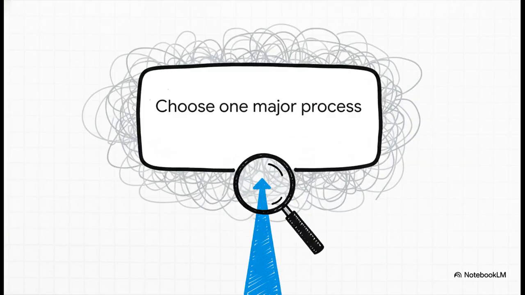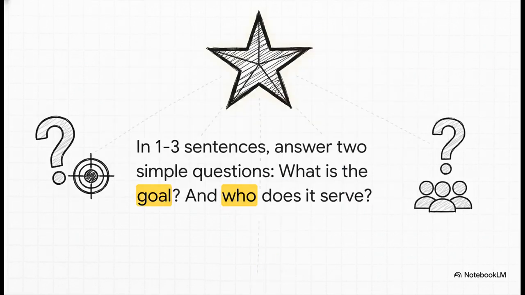All right, step 1. The name of the game here is focus. Don't try to map your entire business at once. Just pick one single major process that this role is involved in. Something like client onboarding or publishing an article is the perfect place to start. Give it a simple, clear name. That's your first step.